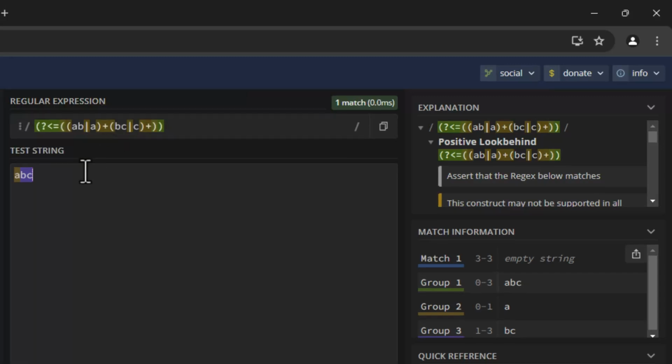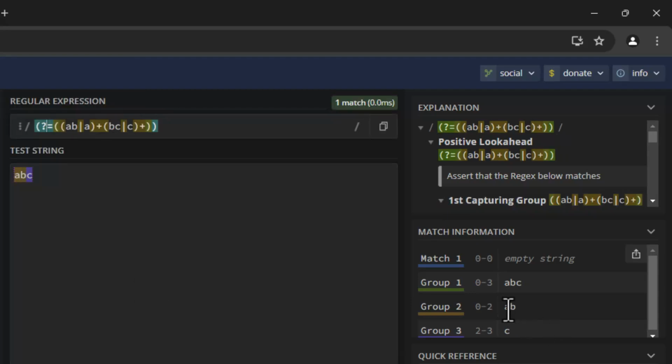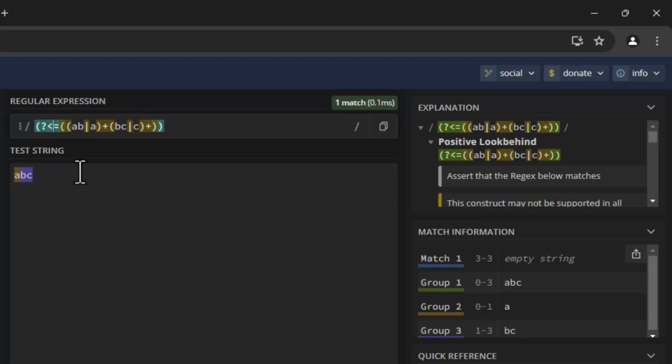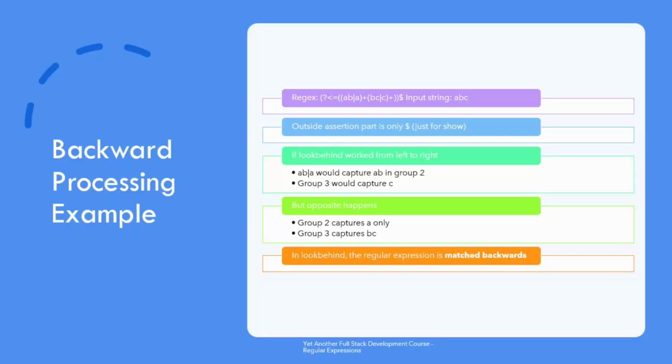And the reason, as we explained earlier, is because the expression was evaluated right to left, not left to right like a normal expression. So if I remove this backward part, then this should change. And see, in a normal scenario, AB is going to be captured by group 2 and C by group 3, which did not happen. The opposite happens with lookbehind assertions. Right, that covers the lookbehind assertions.